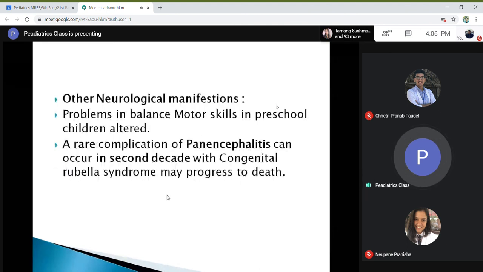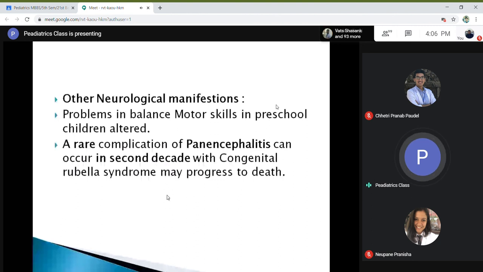Other neurological manifestations, problems in balance and motor skills, can come after growing. Preschool children may be a little bit altered. A rare complication I mentioned, panencephalitis, can occur in the second decade of life with congenital rubella syndrome, and may progress ultimately to death.